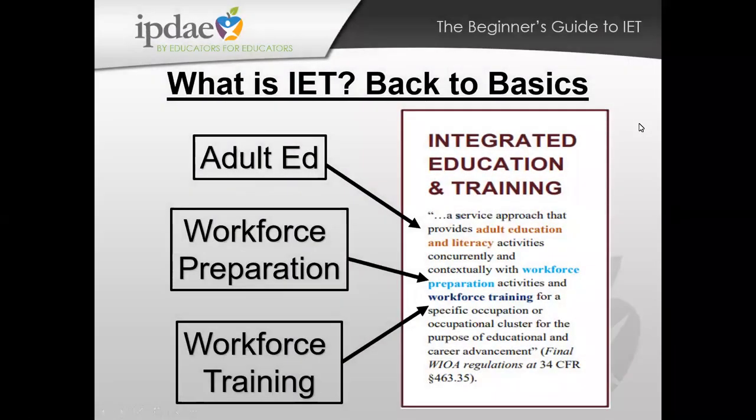Okay, so what is IET? Just back to the basics. What's the definition? What does that really technically mean for us in our programs and at our schools? And it's a combination of three things. So really, when we take away what we're supposed to be doing or what we're trying to implement, adult ed, as we've always known it, adult education and literacy activities occurring concurrently and contextually with workforce preparation. So what are those employability skills that you're trying to integrate and build into your adult ed program? And then finally, what is the workforce training, the specific occupational skills that you're trying to build in?